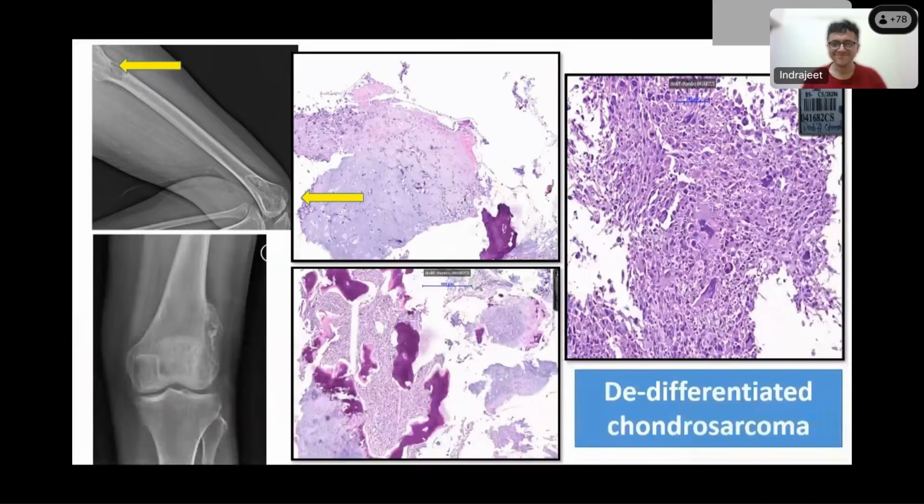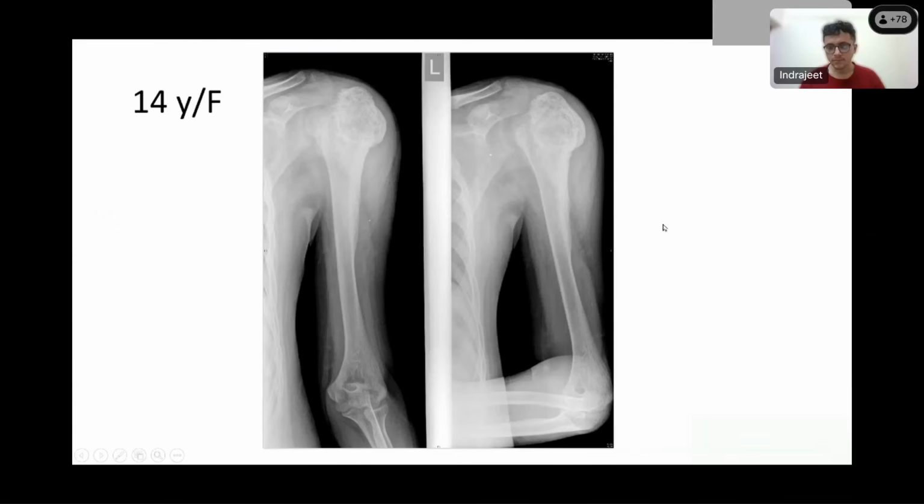Right. Now, this is one example of a dedifferentiated chondrosarcoma. So you can still see a part of a high-grade chondrosarcoma here, and then you see how it is suddenly bursting into a high-grade pleomorphic sarcoma. So, very high grade, no matrix. This is how the dedifferentiated chondrosarcoma looks. This is one of the examples of dedifferentiated chondrosarcoma.